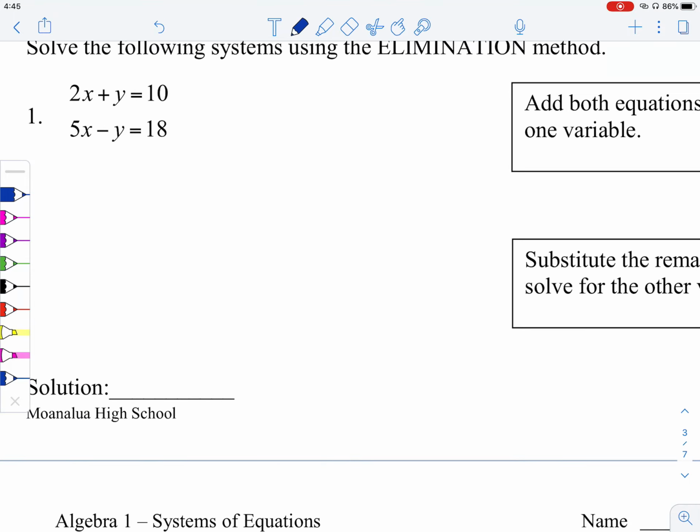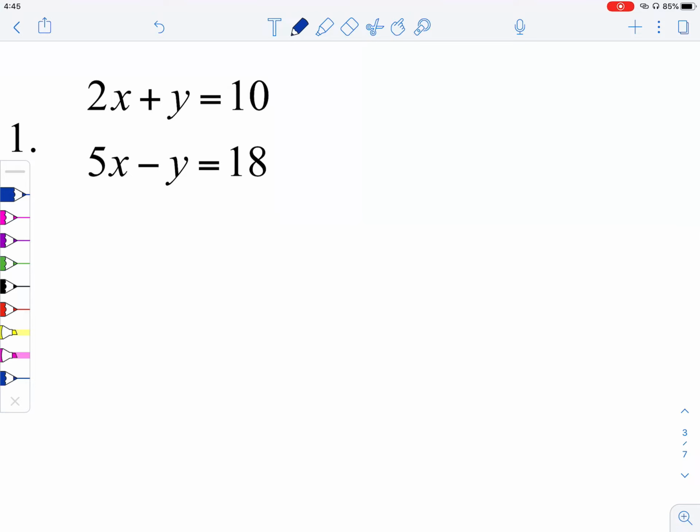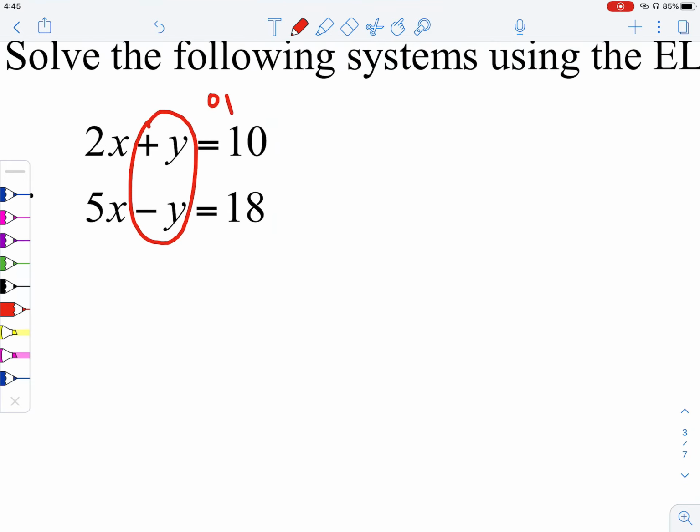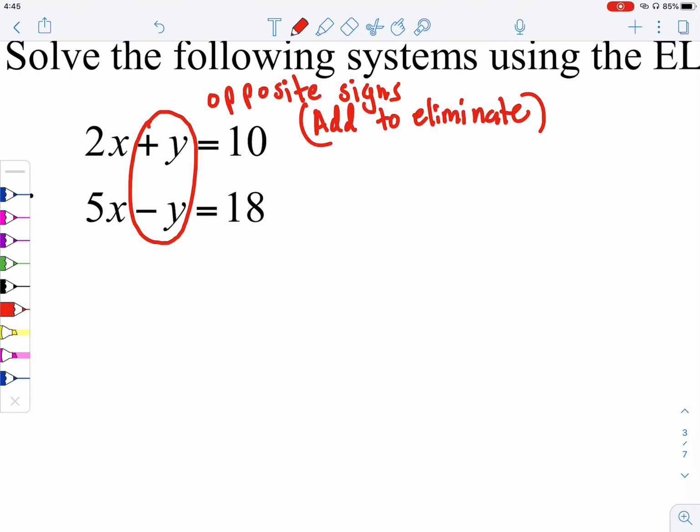Okay, if we look at our problem, we notice the y's, one is positive, one is negative, right? So we have opposite signs. We're just going to add, right? Add to eliminate. So we got opposite signs here. We're just going to add these 2 equations together.